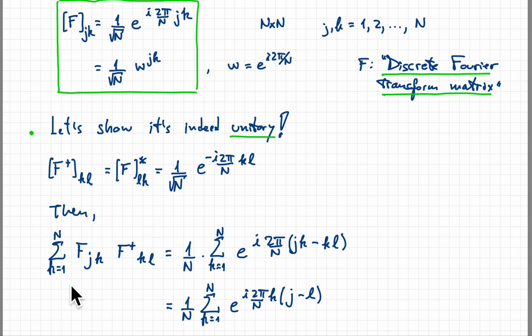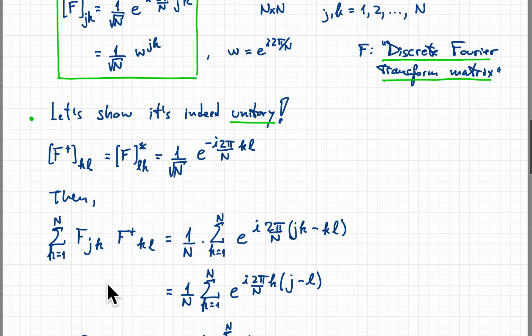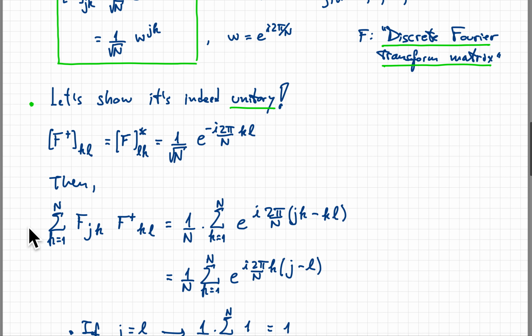And so in this case, we sum over this index k, which is the second index of F and the first index of F dagger. And that's how you do matrix multiplication. You contract the internal indices, and you leave the external indices untouched. So j and l are untouched. And so let's see what happens from here.